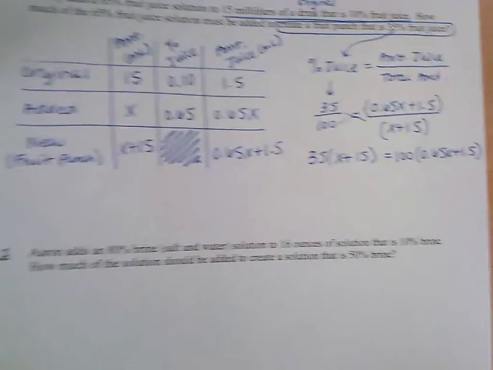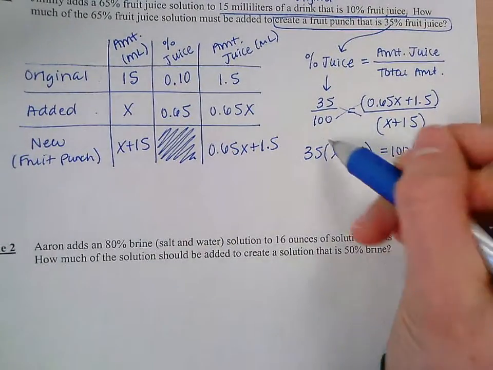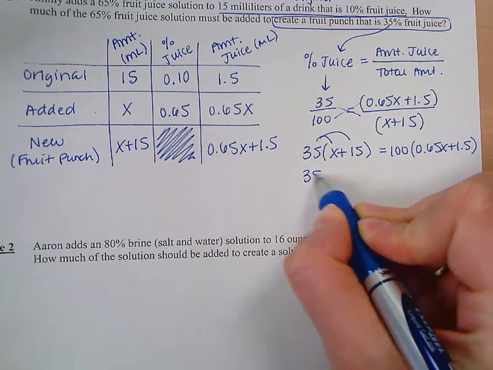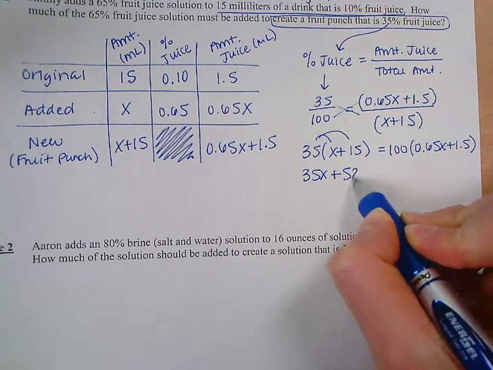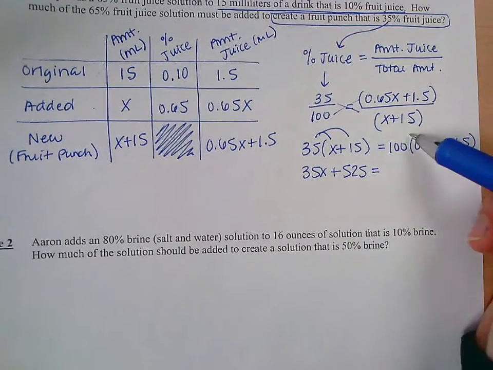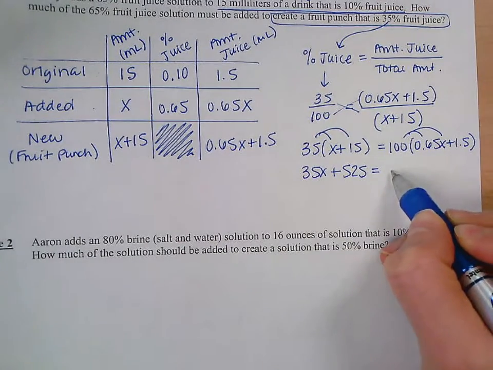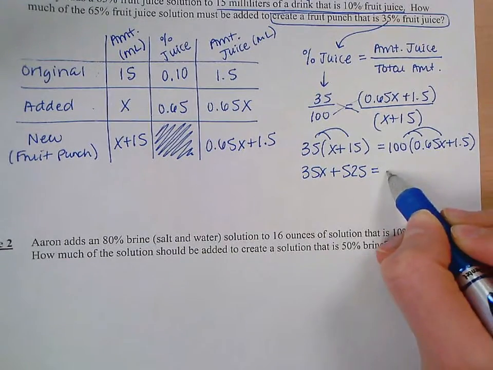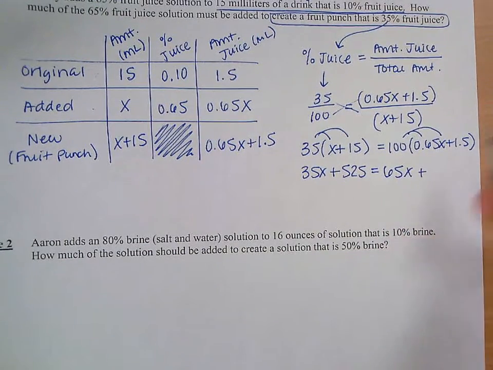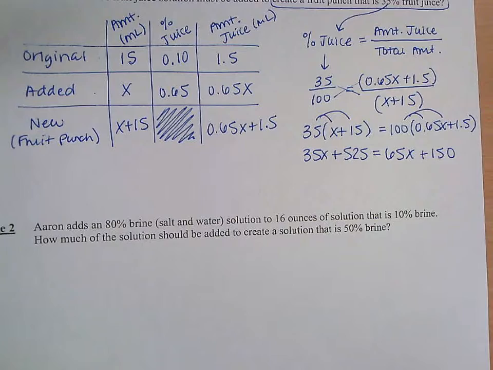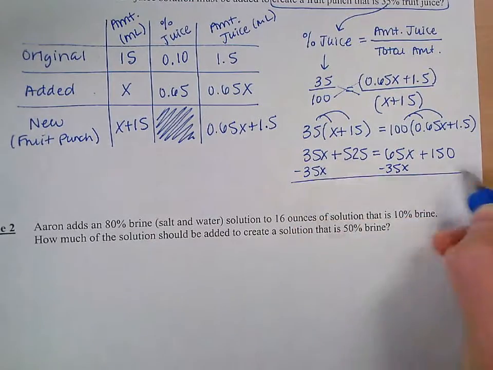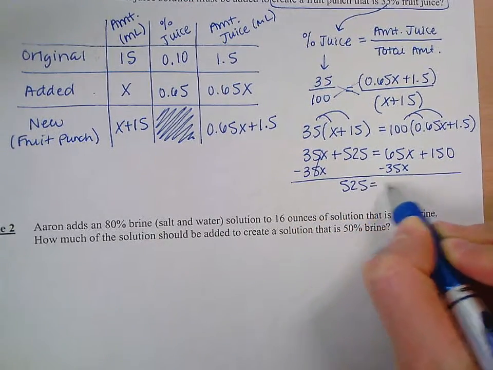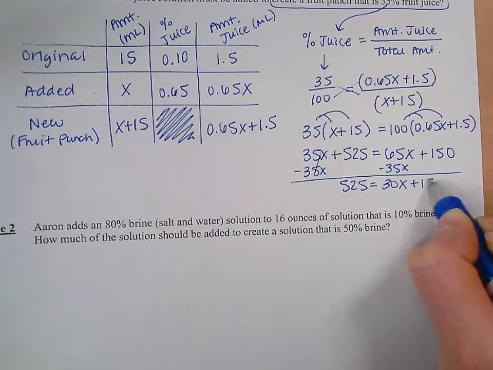And now I can distribute on both sides and then solve for x. So I distribute 35, I'll have 35x plus 35 times 15 is 525. And then if I distribute 100, I would have 100 times 0.65 is 65, so 65x plus 100 times 1.5 is 150. And then solving for x, subtract 35x. So 525 is equal to 30x plus 150.